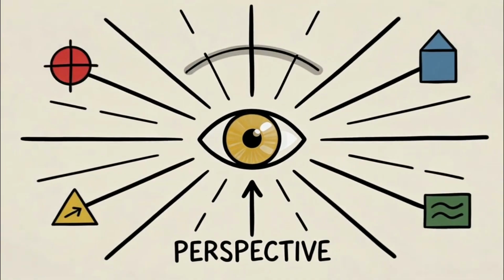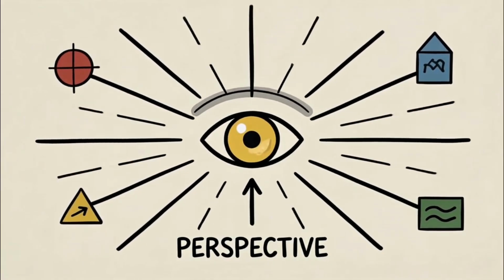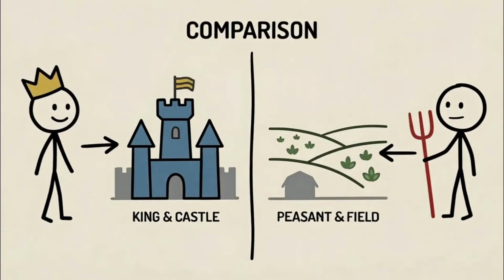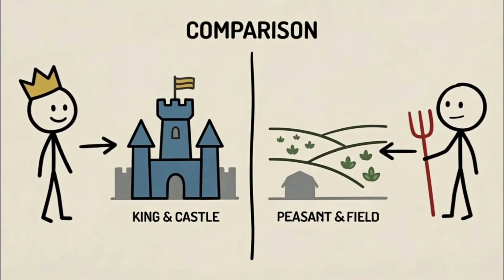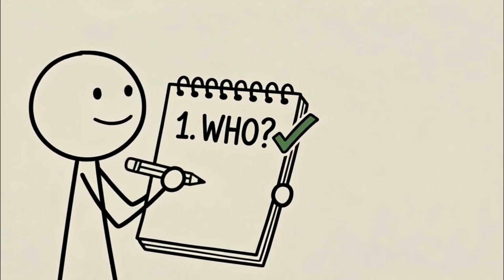The author matters because every person has a perspective. A king might describe an event very differently than a farmer. A soldier might have a different viewpoint than a civilian. Bob writes down his first clue. Who created the source? Good. Now he's thinking like a historian.